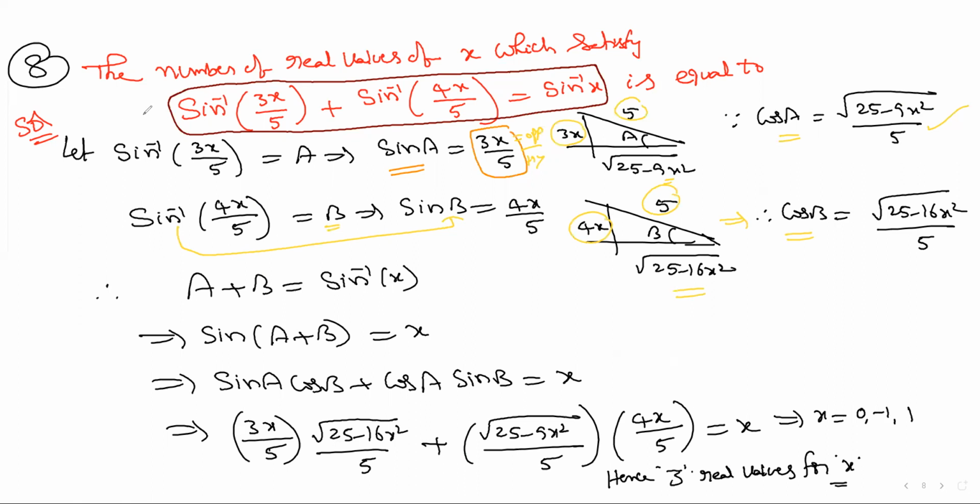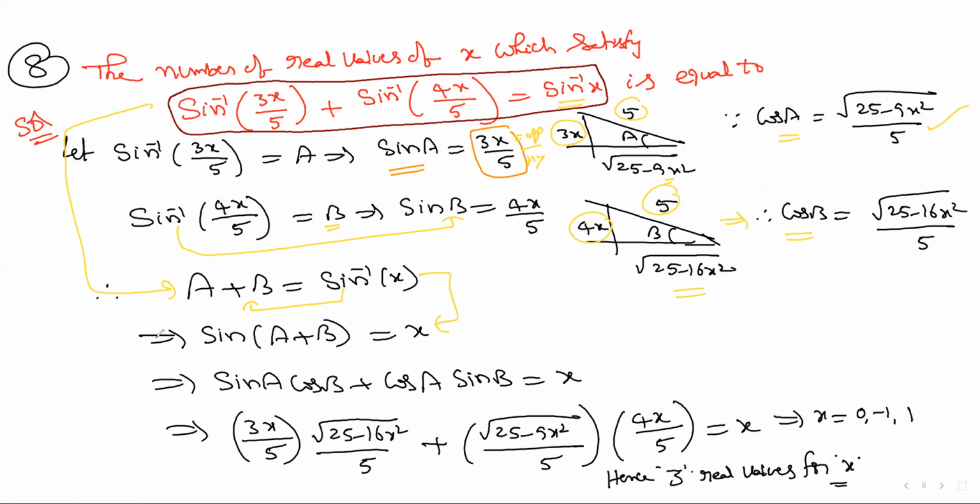Okay, from the statement, here the first one is sin inverse of 3x by 5, which we write as A. Already we assumed sin inverse of 4x by 5 is B, and the sum is equal to sin inverse of x. So from this equation, sin inverse of x is equal to A plus B. x is equal to sin of A plus B.